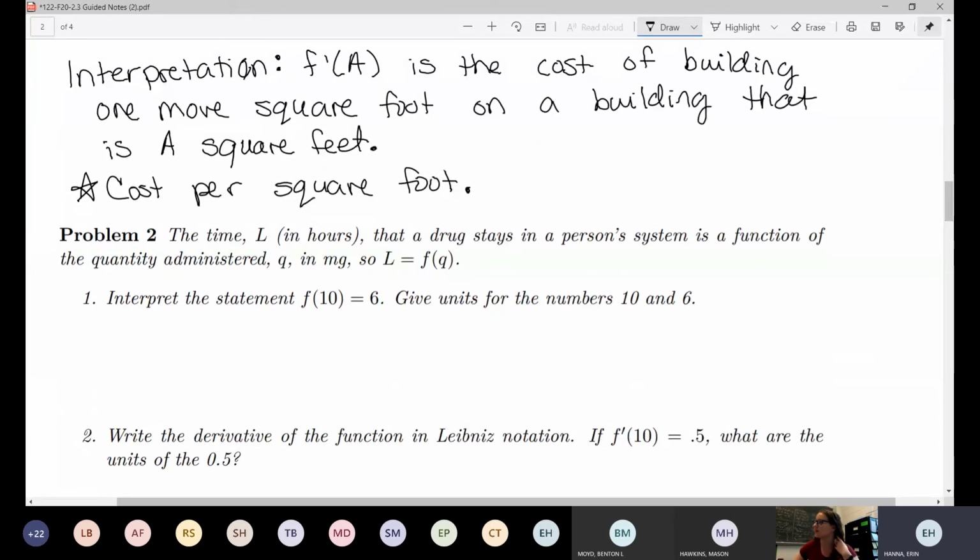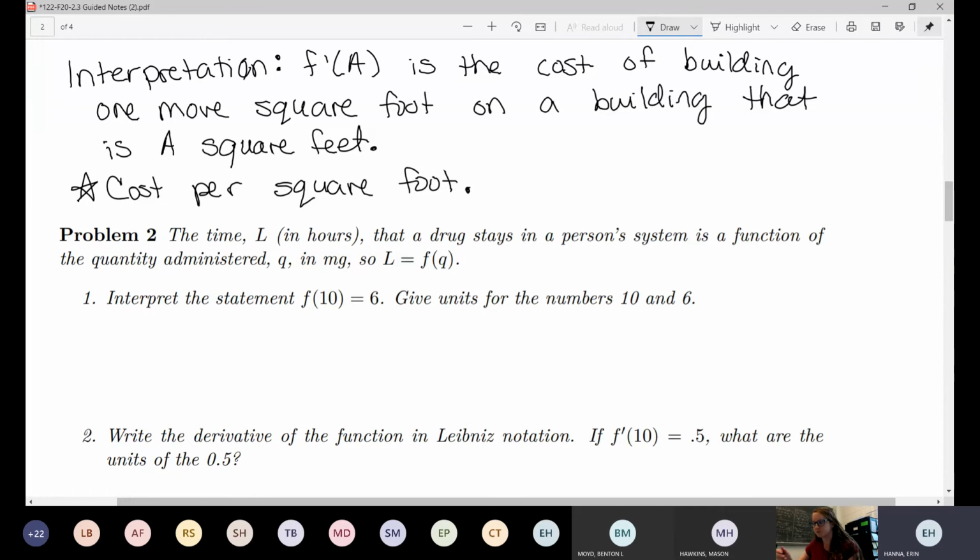Try to leave that last bit in there while we do part 1 of this next problem. Say we have the time L in hours that a drug stays in a person's system as a function of the quantity administered in milligrams. So L equals F of Q. Interpret the statement F of 10 equals 6, and give the units for the numbers 10 and 6.